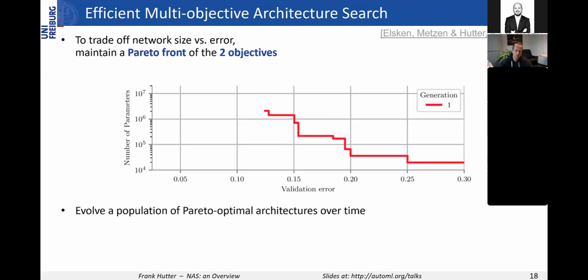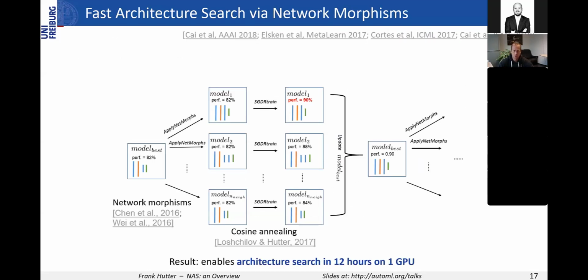However, this has one problem, namely that the architectures grow larger and larger. A network morphism can only make your network larger. It can't make it smaller because if you make the network smaller, then you can't have exactly the same functional mapping.